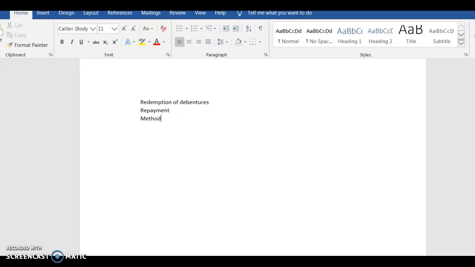The first thing that I'm going to discuss with you is the methods of redemption. The very first method is the lump sum method. Second being installments, or we also call it draw of lots. Third being conversion, and the last one being purchase of own debentures in open market.